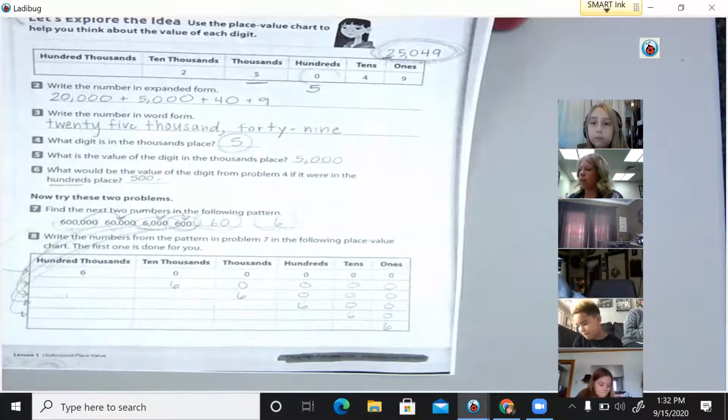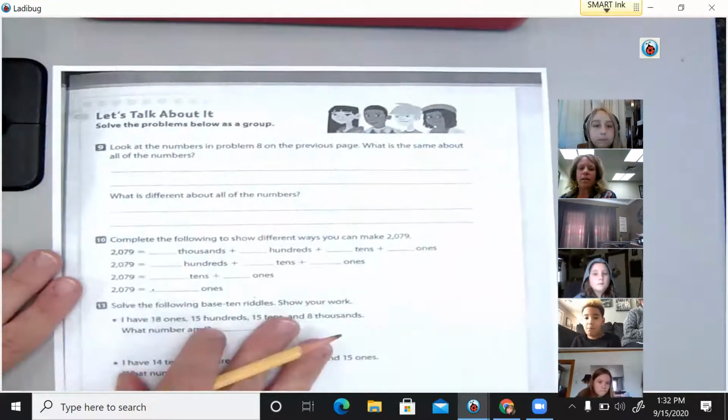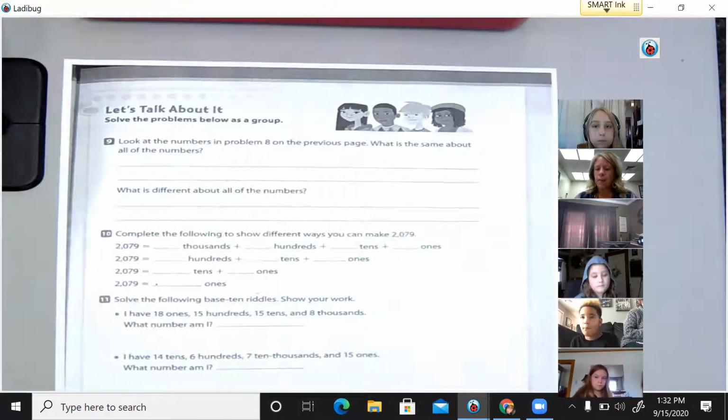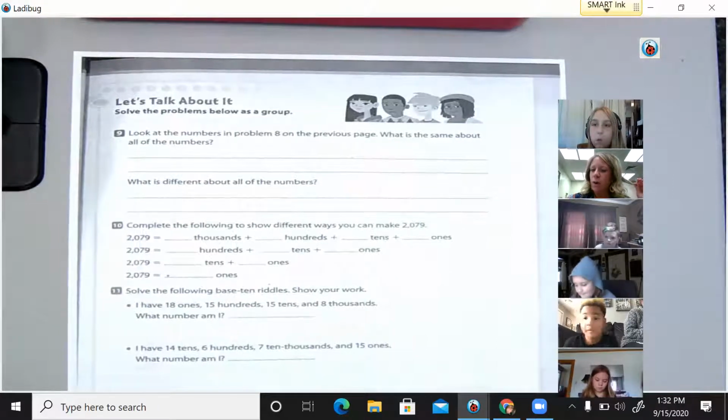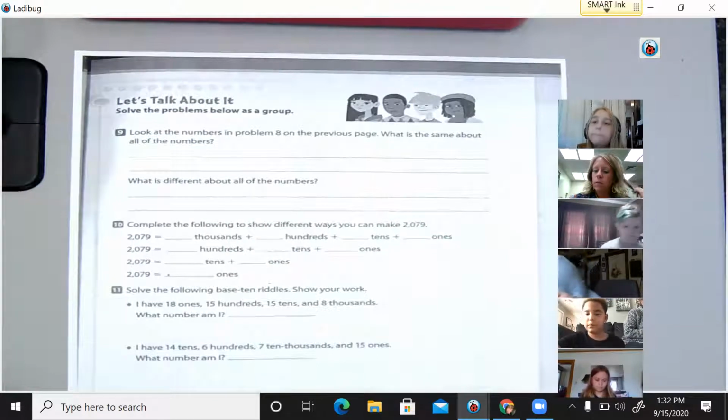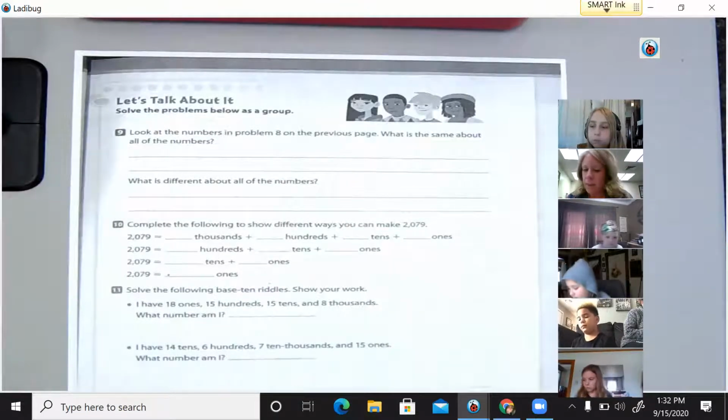Okay, would anyone like to share one similarity with all of those numbers? Anything you found that was similar? Olivia? I forget what I was going to say. Okay, let me know if it comes back to you. Anyone find anything similar with all those numbers? Peyton? They all had a 6. There's a 6 in every number. Very good. Anyone have anything else they want to share?